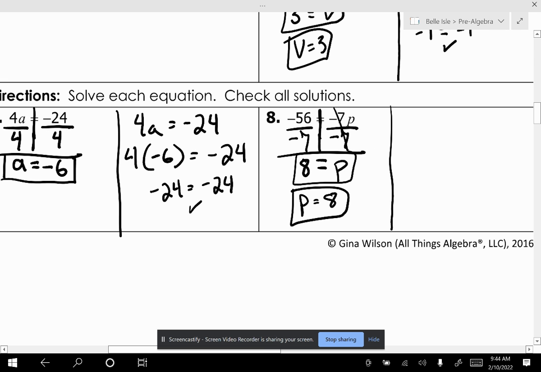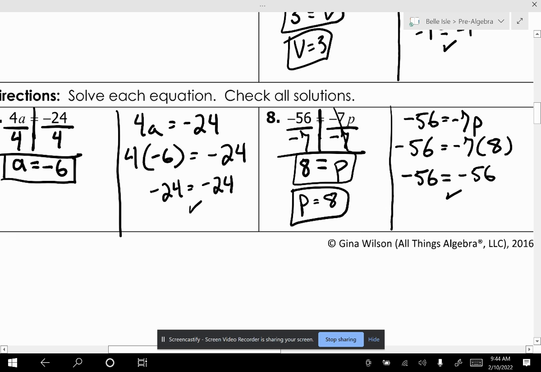Okay, and then make sure you check. You got negative 56 equals negative 7p. Negative 56 equals negative 7, and then in parentheses, we will have an 8. Negative 56 equals negative 7 times 8, which is negative 56. We good.